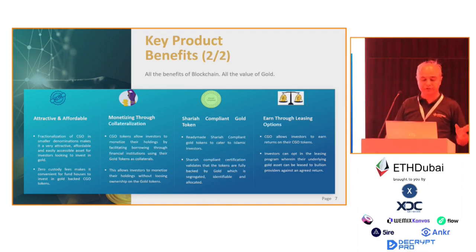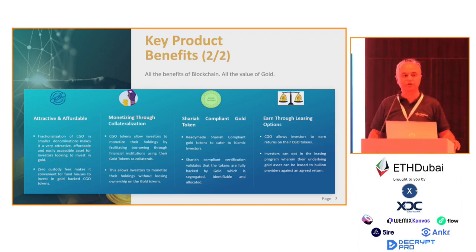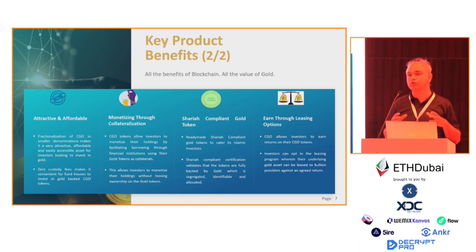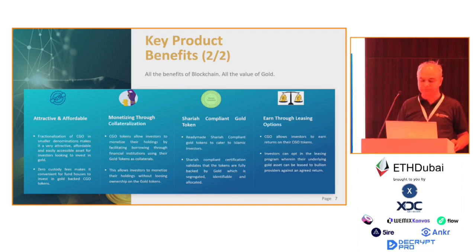Now, monetization. Since it is in digital format and it's a standardized gold bar that we are using for 1 kg, and there is no variation in gold, you can just go to the bank and avail loans out of it. We are tying up with a lot of banks. And it is a Sharia compliant product. As I said, it is segregated, allocated.